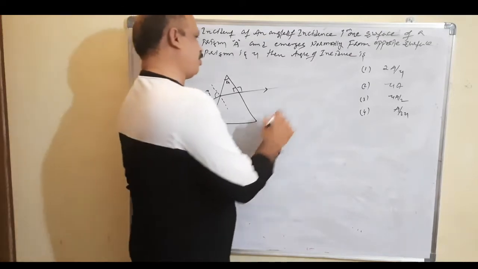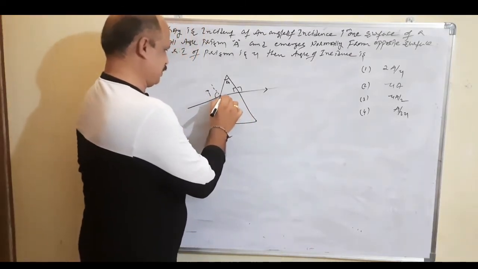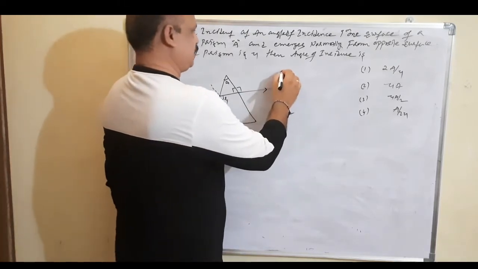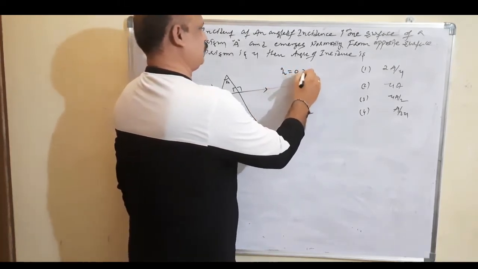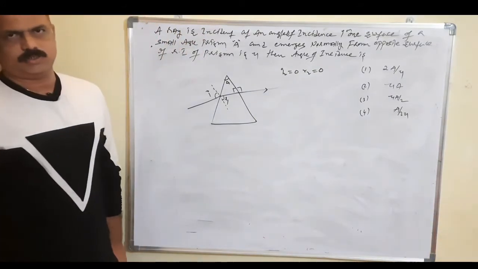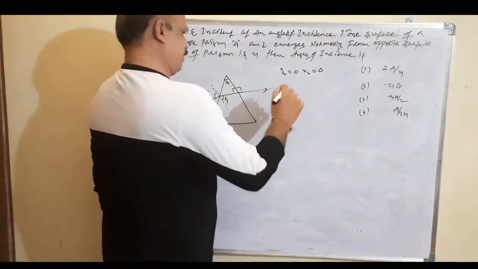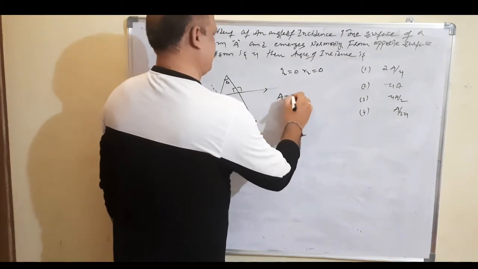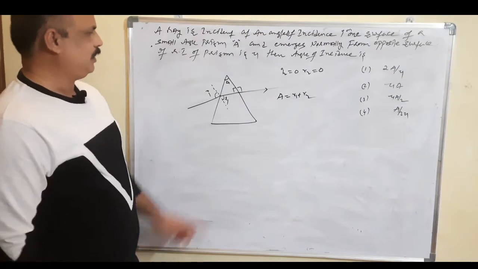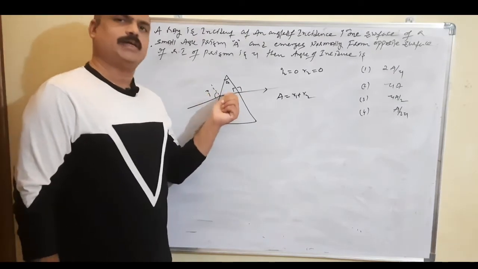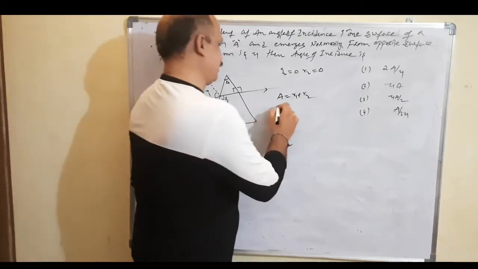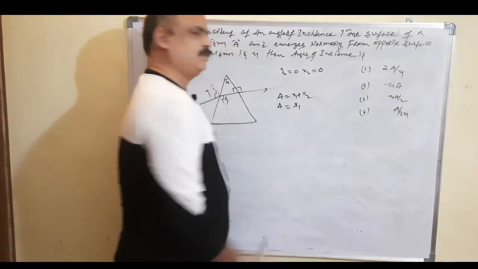So for normal, this is nothing but what here, this is r1. For normal incidence, i2 is equal to 0, r2 is equal to 0. Normal incidence. So here we know that A is equal to r1 plus r2. Here at the second surface the light ray is incident normally. That means r2 is equal to 0. So here A is equal to r1.